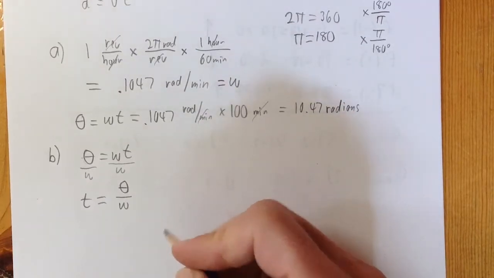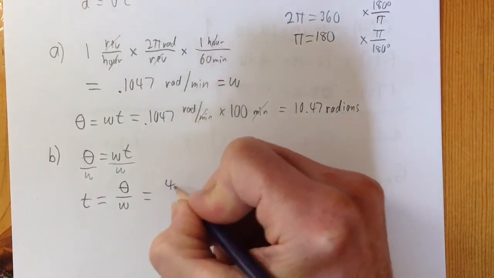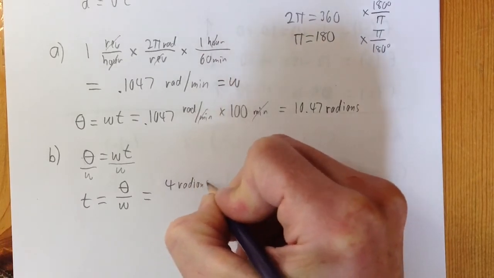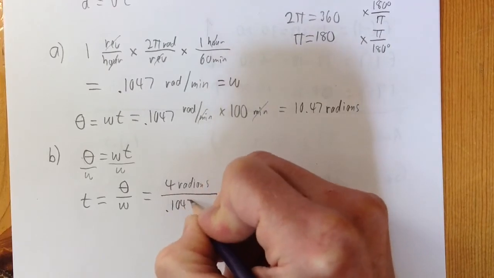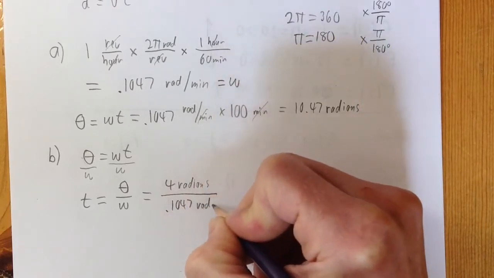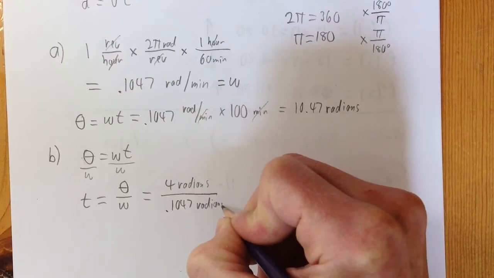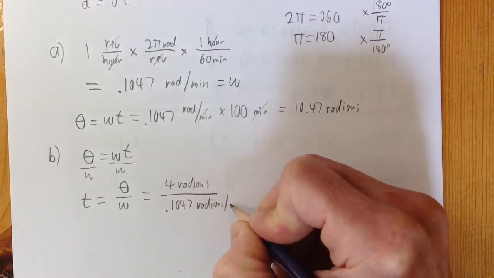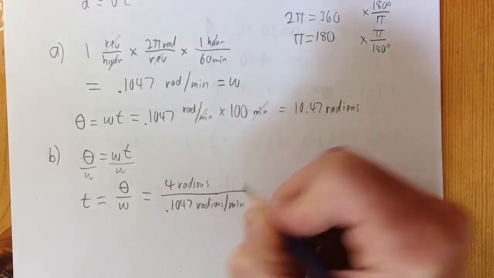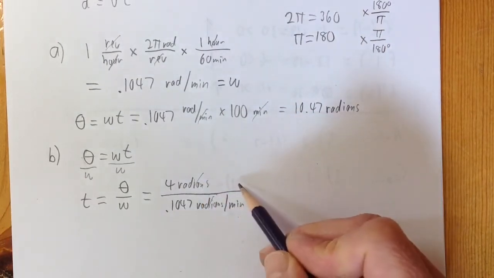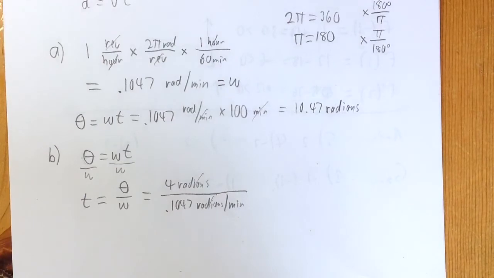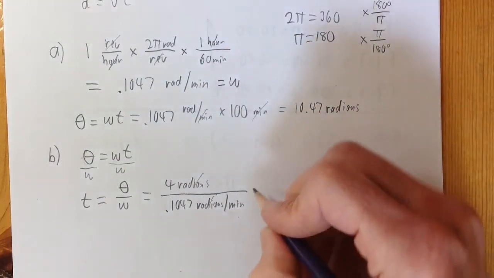So we want to go 4 radians. We worked out from above that the angular speed omega is 0.1047 radians per minute. I don't need to write out radians the whole time, but I did on top, so I might as well do it now. Radians cancel. Minutes on the bottom is like minutes on the top. So we just divide 4 by that. 4 divided by 0.1047 is 38.2.